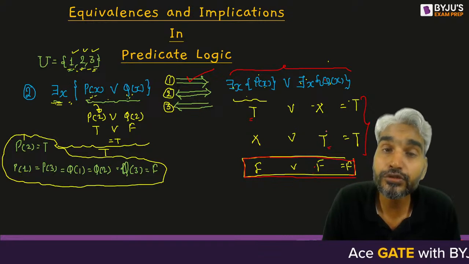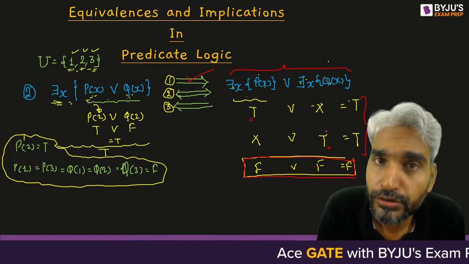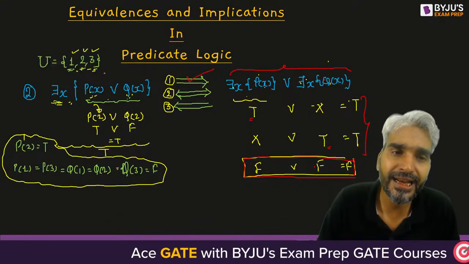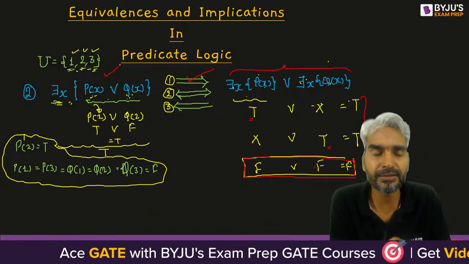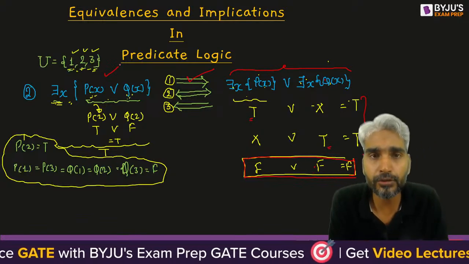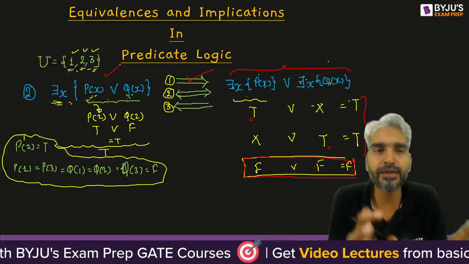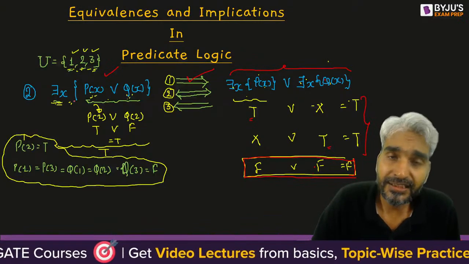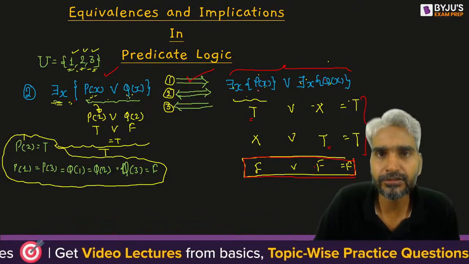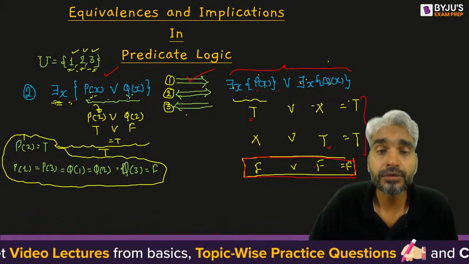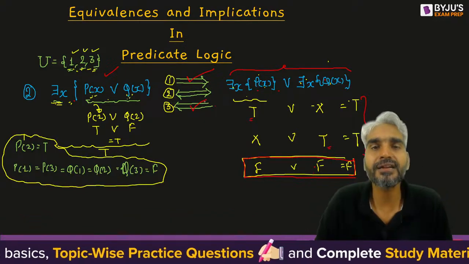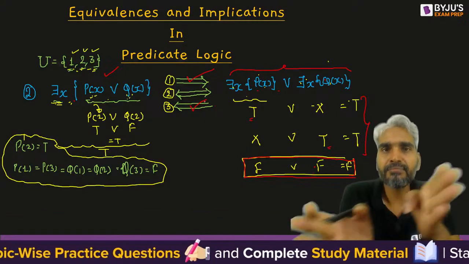So if p is true for at least one case or q is true for at least one case, then RHS is true, and in that particular case LHS will also be true, because this is the same definition, that LHS will be true if p is true for at least one case or q is true for at least one case, right? So if LHS is true, then it is guaranteed that RHS will be true. And if RHS is true, then it is guaranteed that LHS will be true. Therefore, this third implication, that is RHS implies LHS, is true.